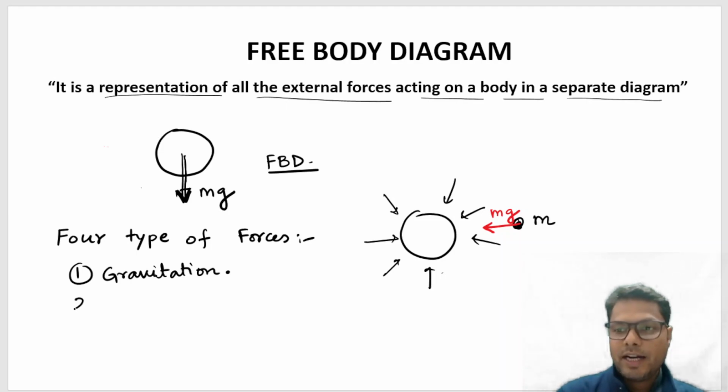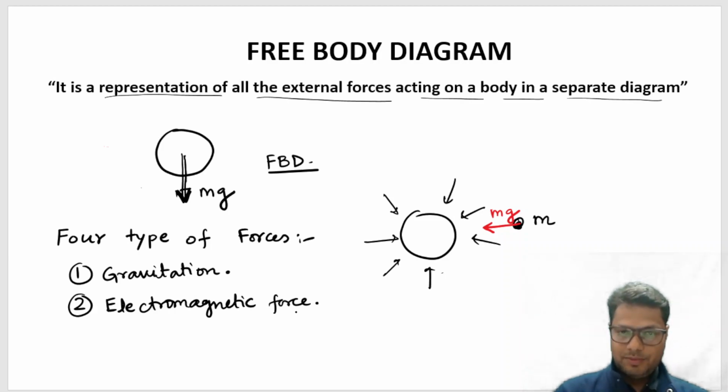The second kind of force is electromagnetic force. In this category there come electric force, magnetic force, force acting on a charge due to electric field, and force acting on a current carrying conductor due to magnetic field. These kinds of forces will be discussed in the upcoming chapters. So electromagnetic force is another fundamental kind of force.